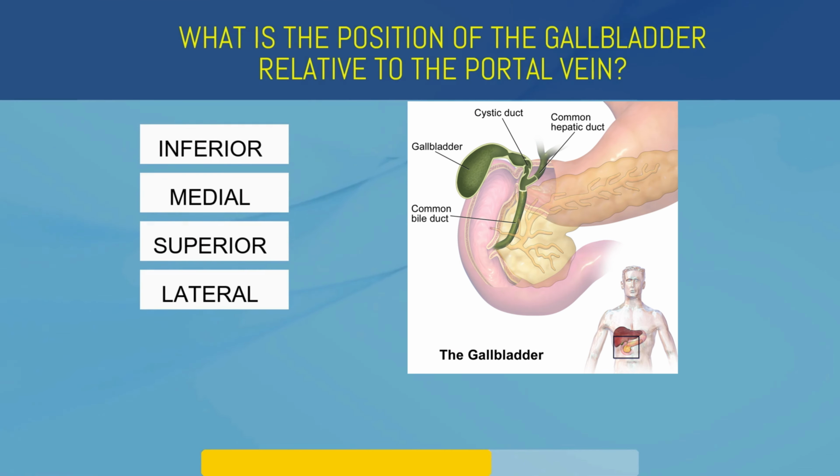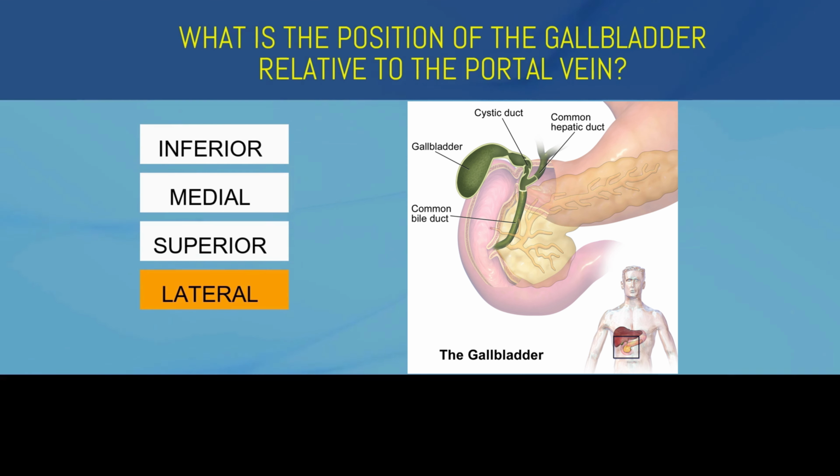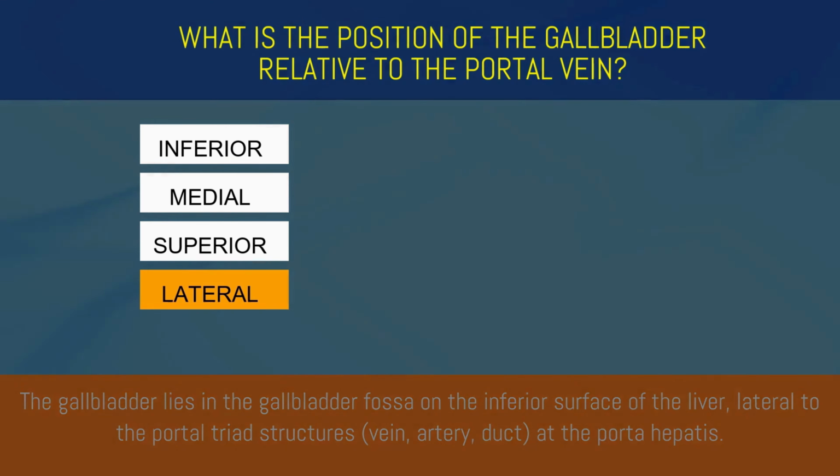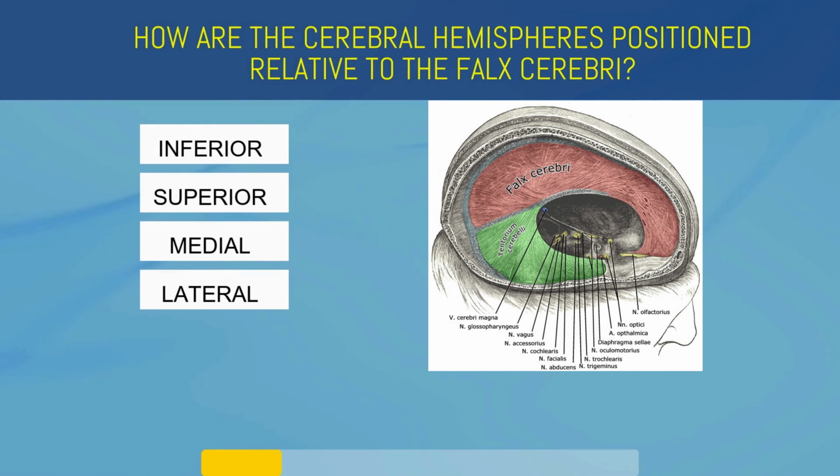Inferior, medial, superior, or lateral? Lateral. The gallbladder lies in the gallbladder fossa on the inferior surface of the liver, lateral to the portal triad structures at the porta hepatis. How are the cerebral hemispheres positioned relative to the falx cerebri?